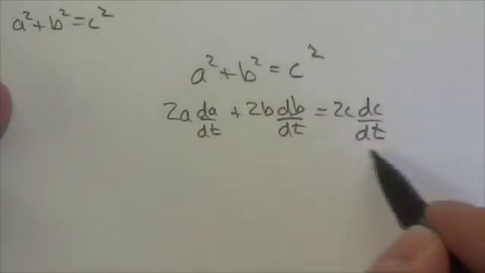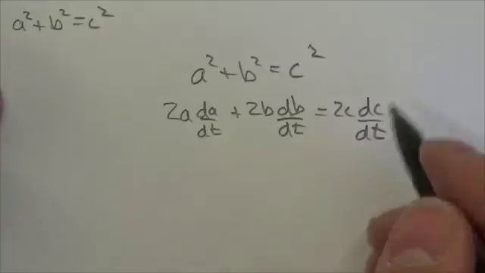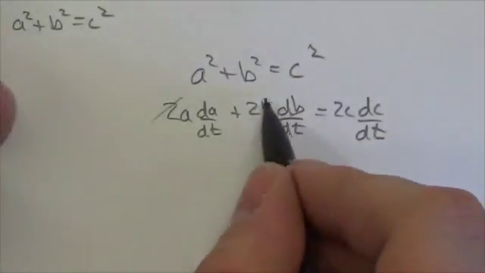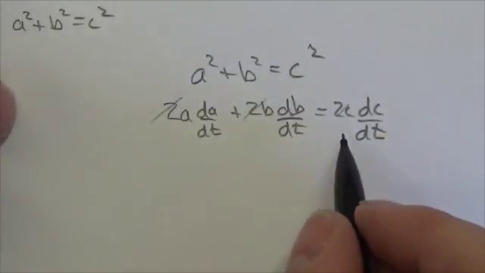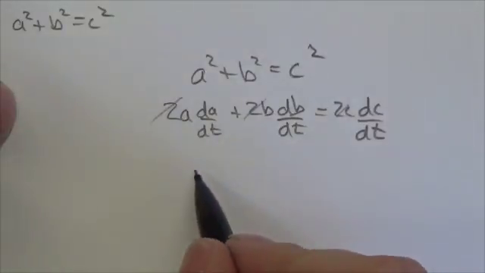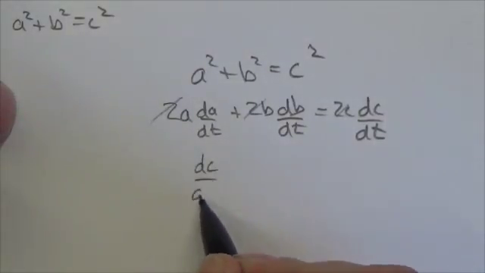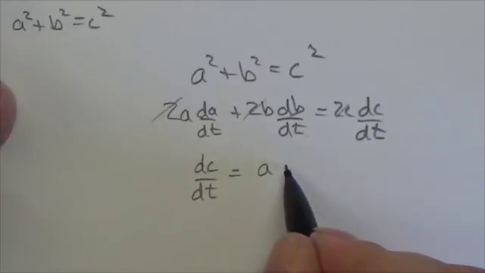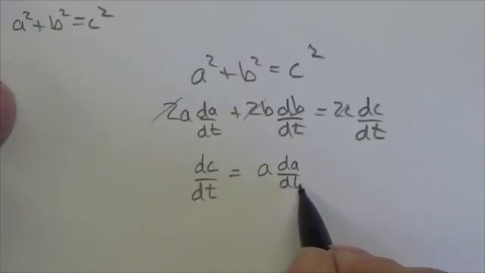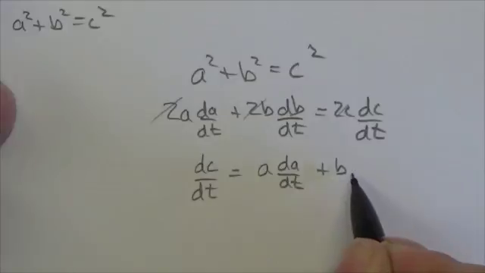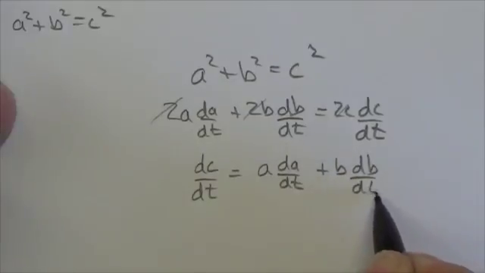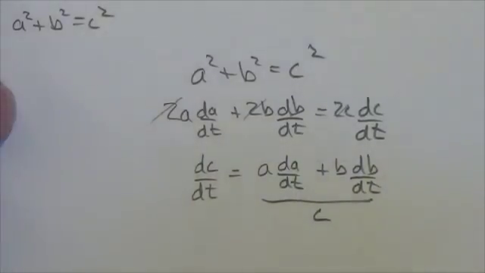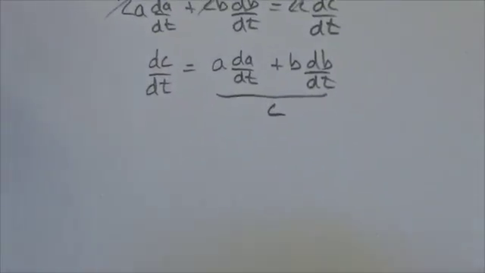And I'm looking for this guy right here. It's almost all by itself all over there. But anyway, first of all, I can cancel out all those 2's. And then I'm going to divide by the c here. And I'll bring the dC by dt over to the left side because most of us like it like that. And then this becomes a dA by dt plus b dB by dt, and this will be all over c. Okay, now I gotta just fill this in.